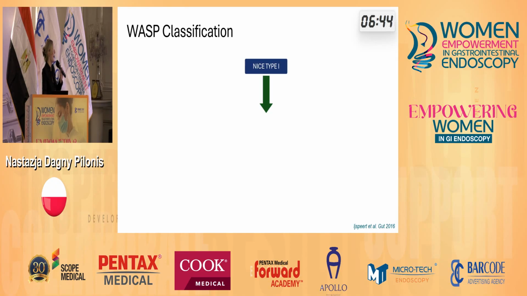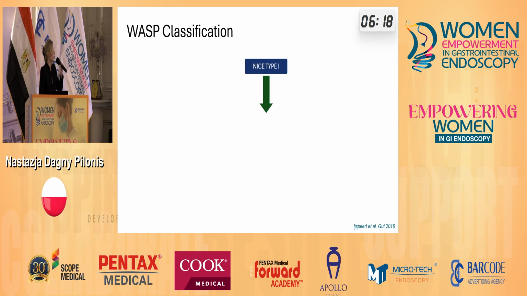So how to differentiate, I told you that this is very important, between hyperplastic polyp and sessile lesions, because sessile lesions are dangerous, they have cancerous potential, and hyperplastic polyps we can actually leave in the colon. So there is this WASP classification, which is very helpful to differentiate those two types of lesions, and I want to walk you through this.